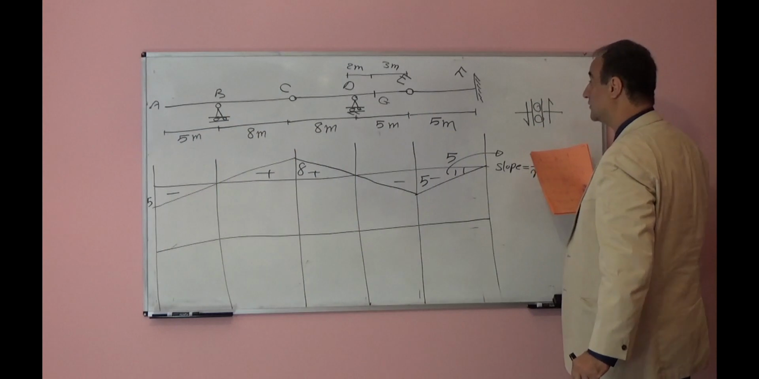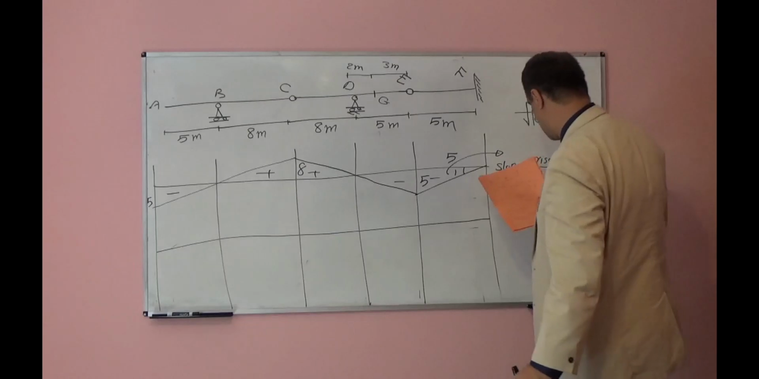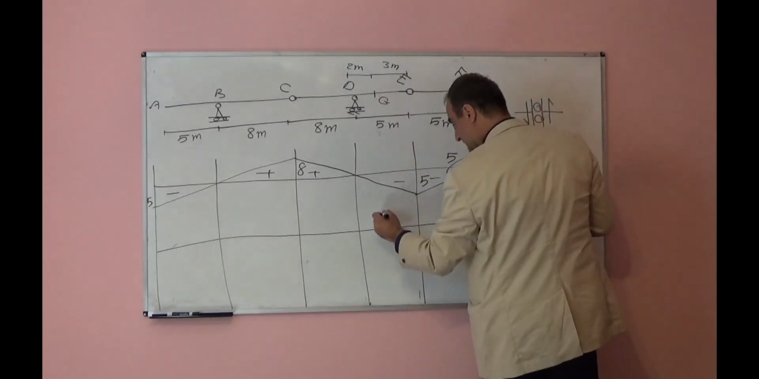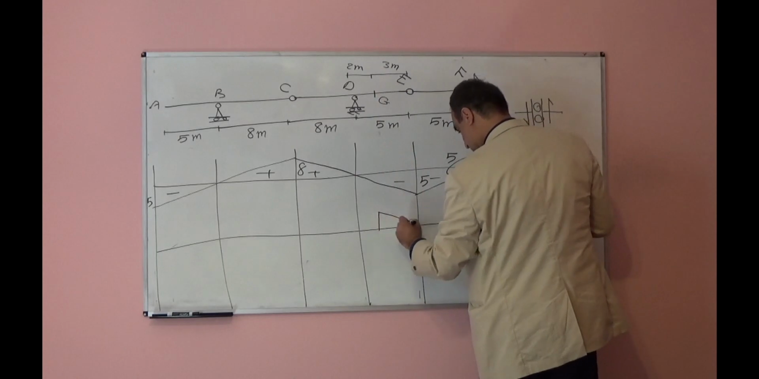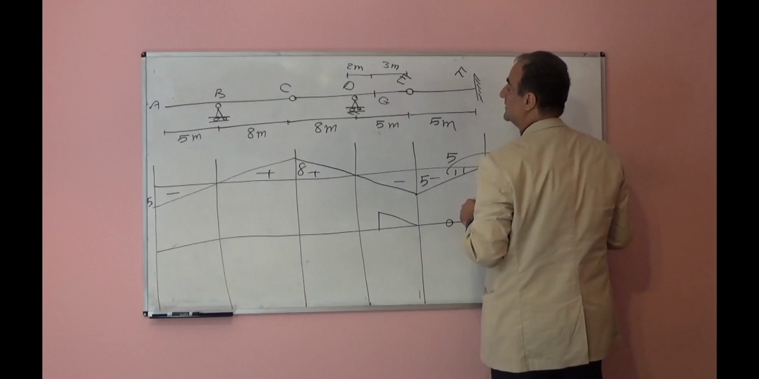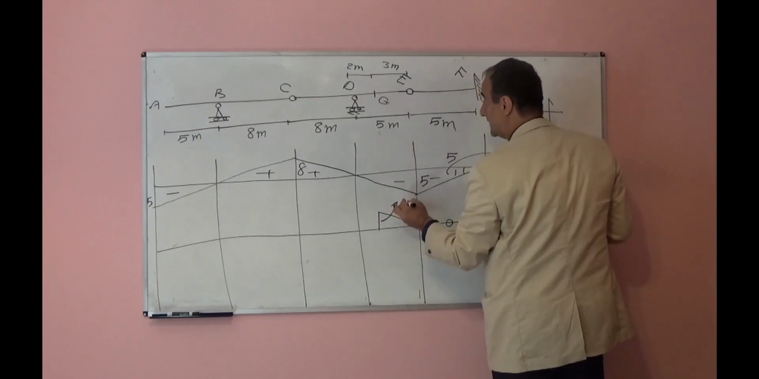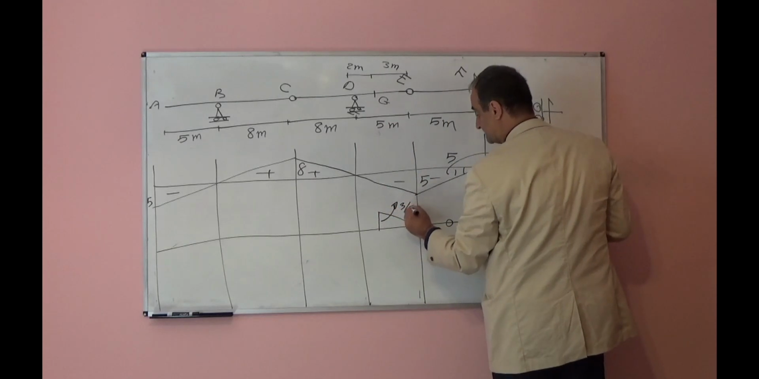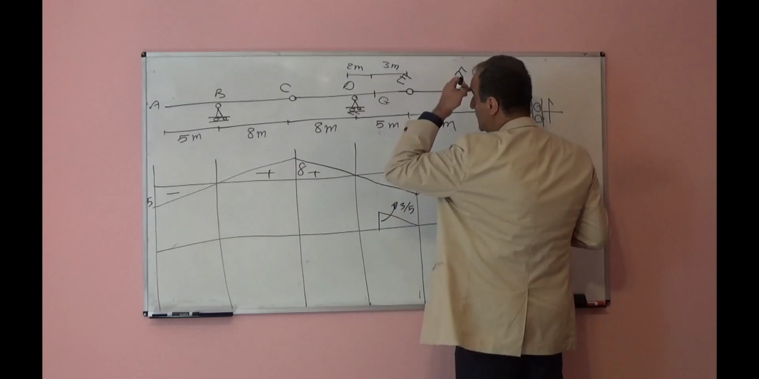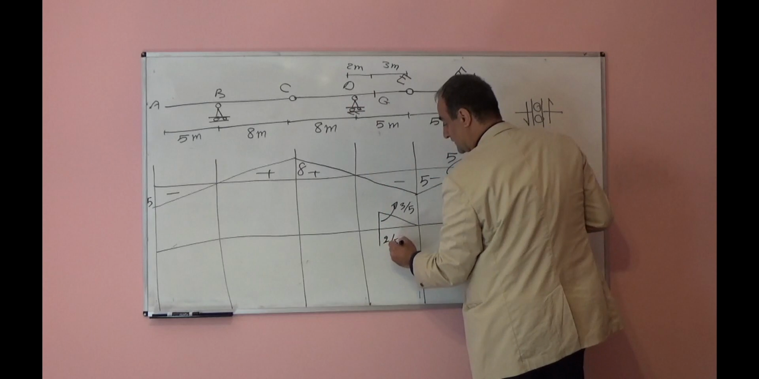If you apply this kind of deformation, what will you get? This part will move up. So like this. Here is 0. From here to here, it is B over L. This height will be 3 over 5. From here to here, it is A over L. This will be 2 over 5.